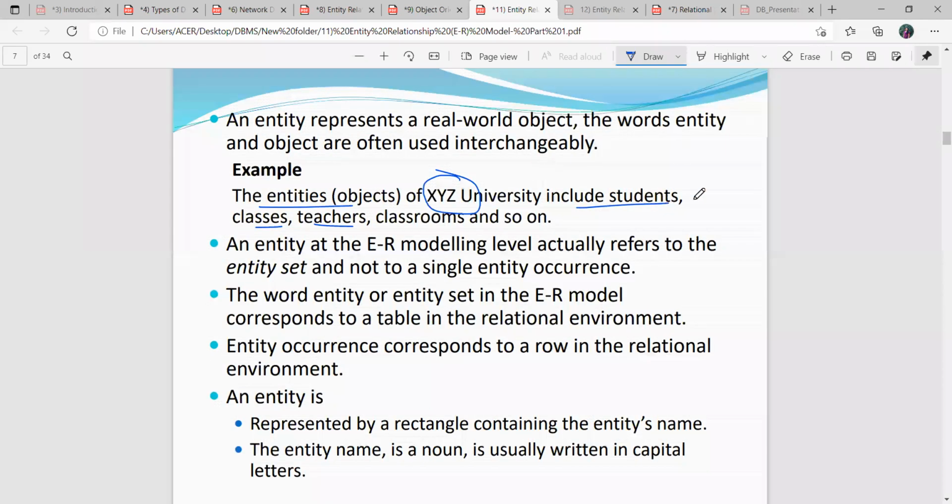We already discussed this. In the ER diagram, we represent students as a student in the singular form. But the singular form entity represents the plural form of this noun, so it can represent more than one occurrence, not a single occurrence.